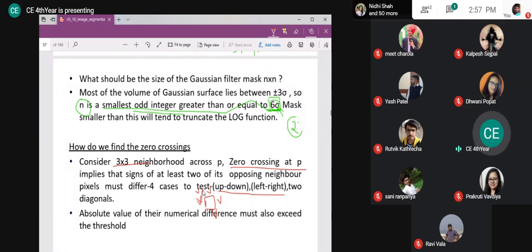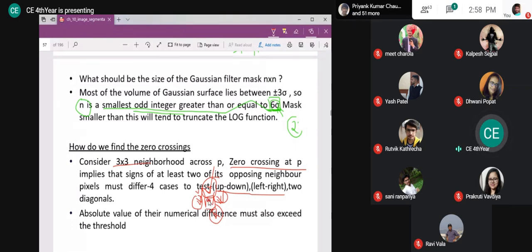So suppose I am checking these two, but they have equal sign. So it is not a zero crossing. But if they have different sign, then I will consider this pixel as my zero crossing, and I will mark it. Instead of having this value non-zero and this value non-zero, I will mark this as my edge pixel.